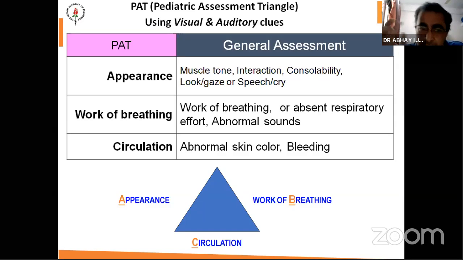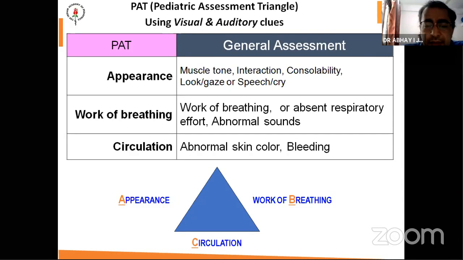AVPU scale is one more thing which we look at for assessing the mental status. But in general, when the child comes to you, I think these are the few things which you should look for. Work of breathing is the second important thing, and whether it is absent or with effort, whether some abnormal sounds are present or not, audible sounds, not with the help of a stethoscope. If the child is grunting in front of you, and if he is having retractions, nasal flaring, subcostal retractions, these you need to assess and decide what kind of problem the child is facing.